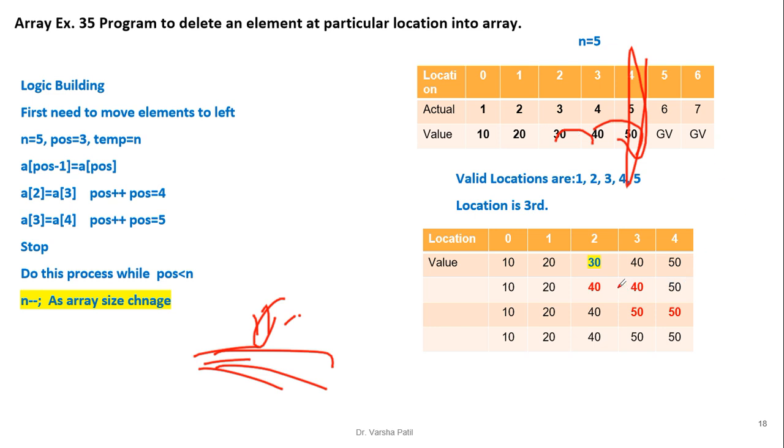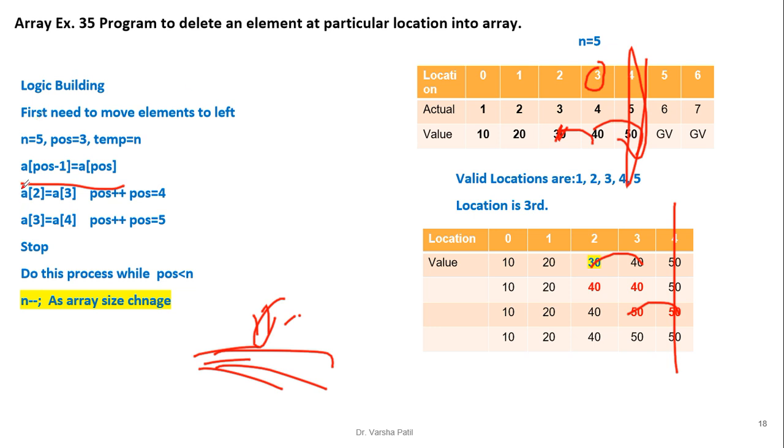See, we are moving this 40 element to here, so this is 40 and this is also 40. After that we are moving this 50, so this is 50 and this is 50, and after that we cut the size. This is the only logic. So what is the procedure? A of position minus 1 is equal to a of position. Now see, position is third, so we can see from the array location. We are deleting this element, so 40 we require to shift here.